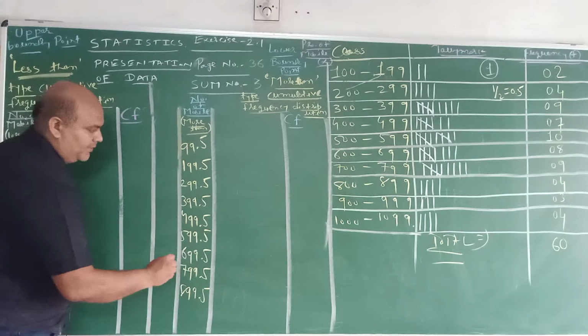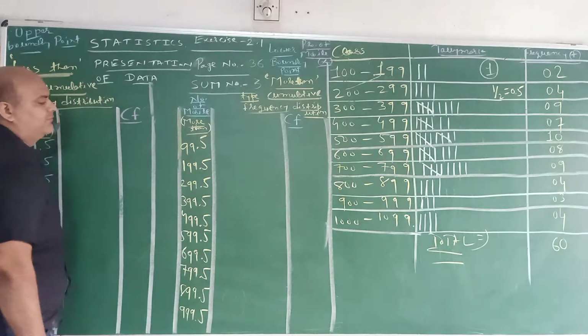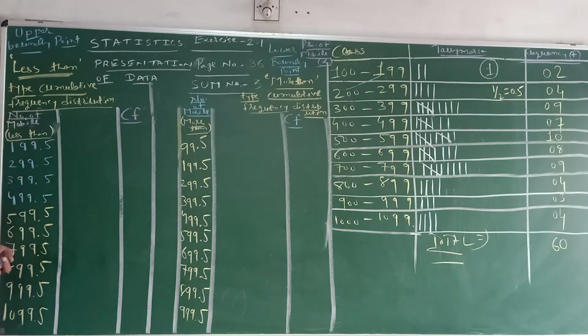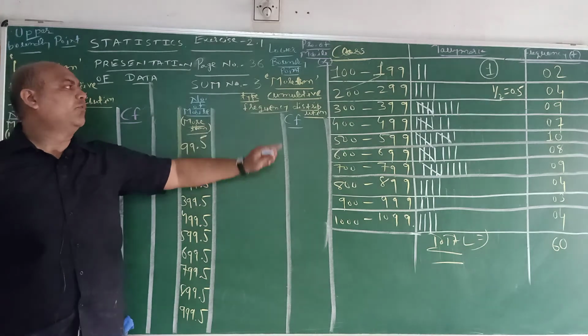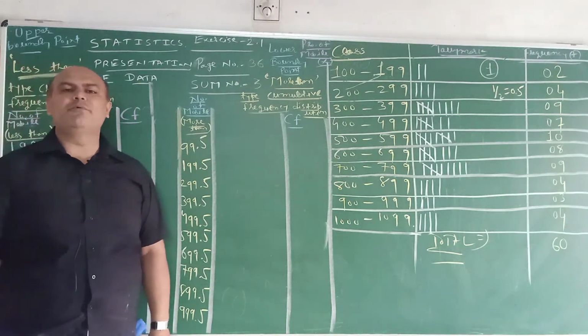899.5 and 999.5. These are the lower boundary points. I repeat this: for less than type cumulative frequency distribution, we require the upper boundary point, while for more than type cumulative frequency distribution, we require the lower boundary point.